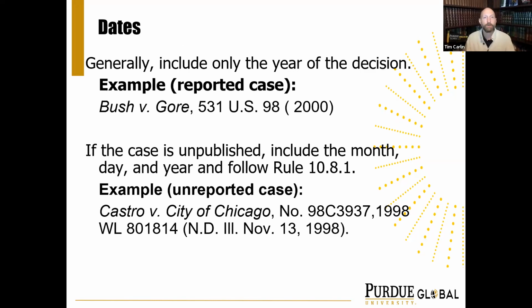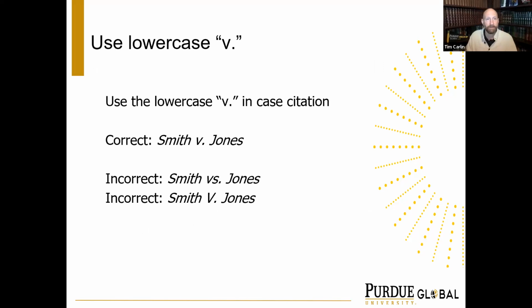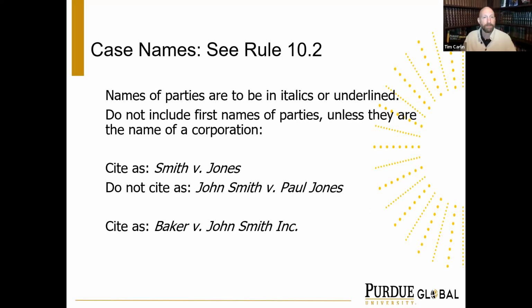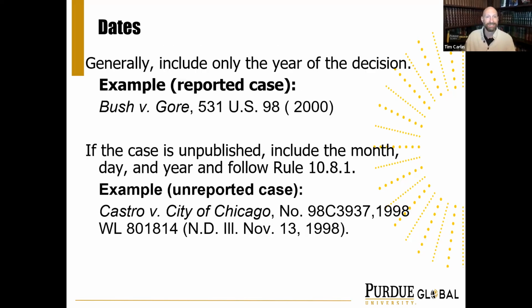Dates. Looking at the issue of dates, generally you're only going to have the year of the decision. Again, we can look at this, Bush v. Gore, 531 US 98, 2000. Hopefully in our review you're like, oh, that's a United States Supreme Court case. It's in the US Reporter. So boom, this is great. One more, sorry. There we go. Now we talked about official and unofficial published cases.